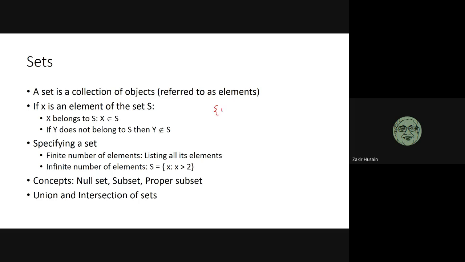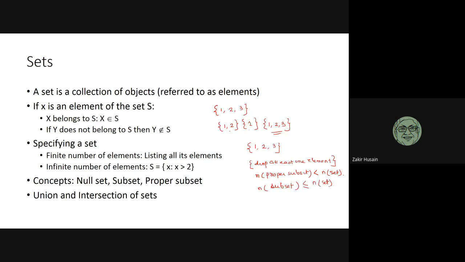In other words, suppose you have a set like this: 1, 2, 3. If you just specify subset, it can be like this, it can have 2 members, 1 member. The original set is also a subset of itself. But when you are talking about a proper subset, we have to drop at least one element. So the proper subset is smaller than the original set. But if I just say subset, it can be equal to, it can also be less than. But for a proper subset, you have to drop at least one element.